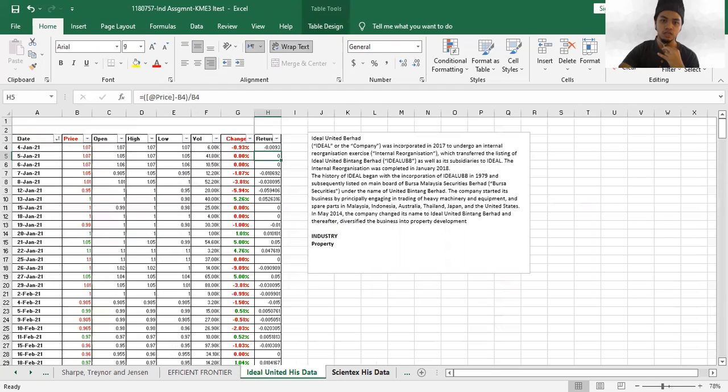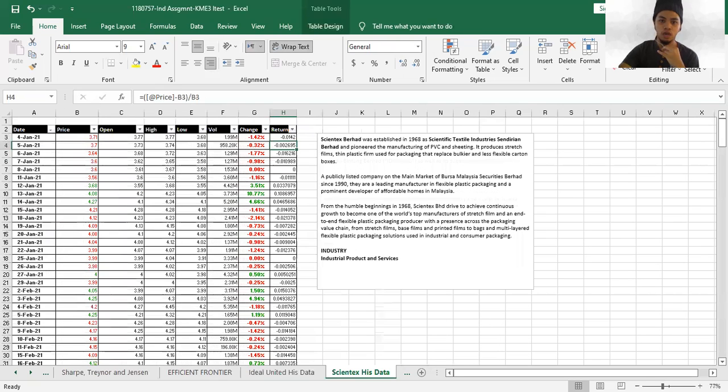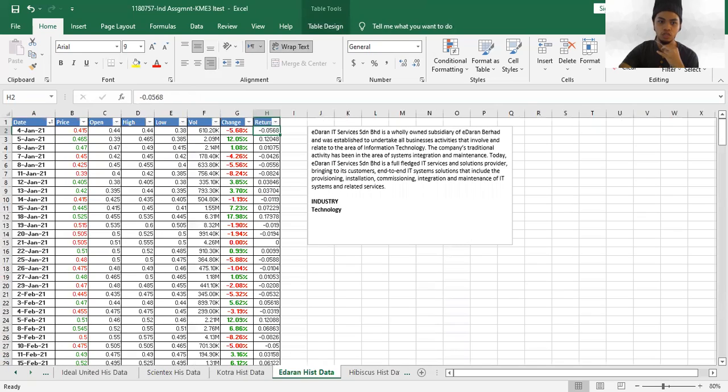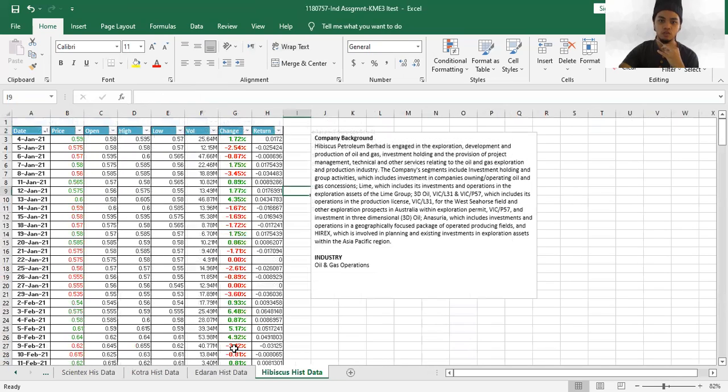These are the companies involved in the performance. Chief Agglomerated is more focused on property. Centered is most focused on industry. Ultra is most focused on healthcare. Edra is most focused on technology. And Hibiscus is more focused on oil and gas operations.